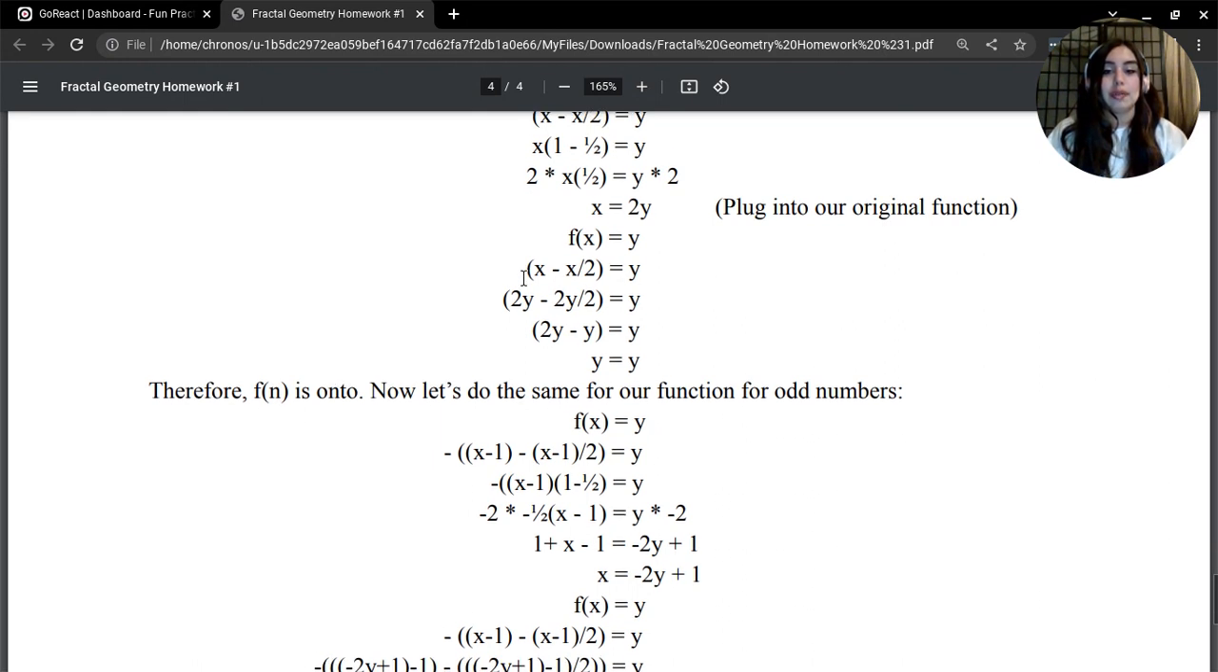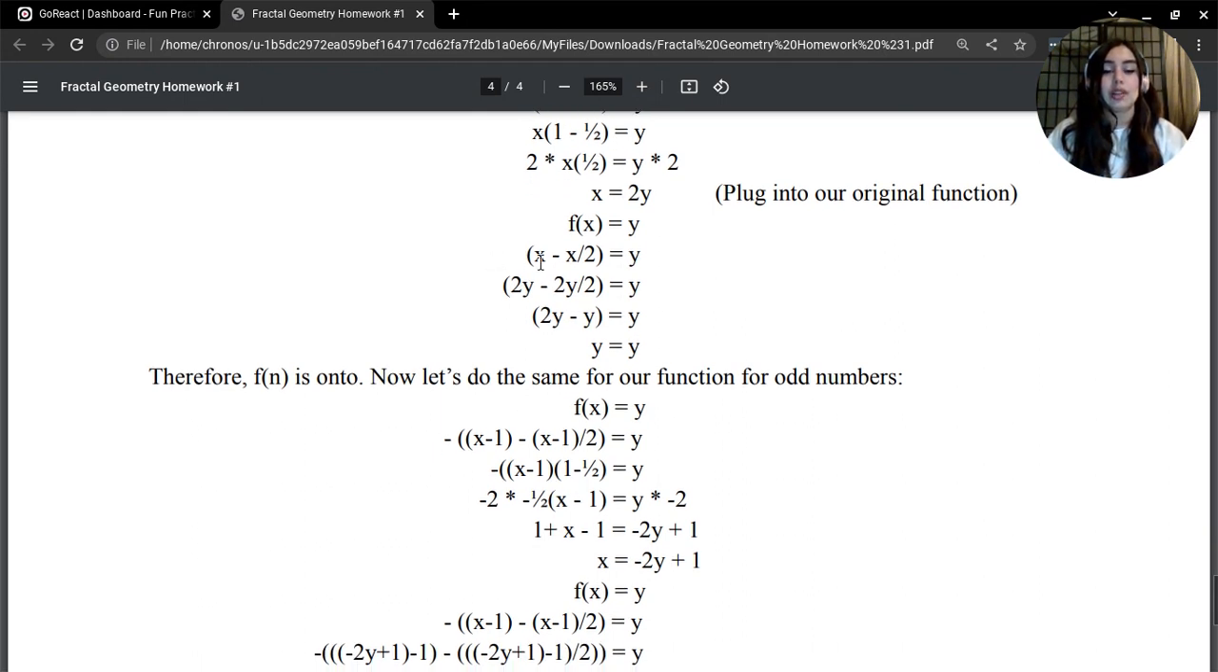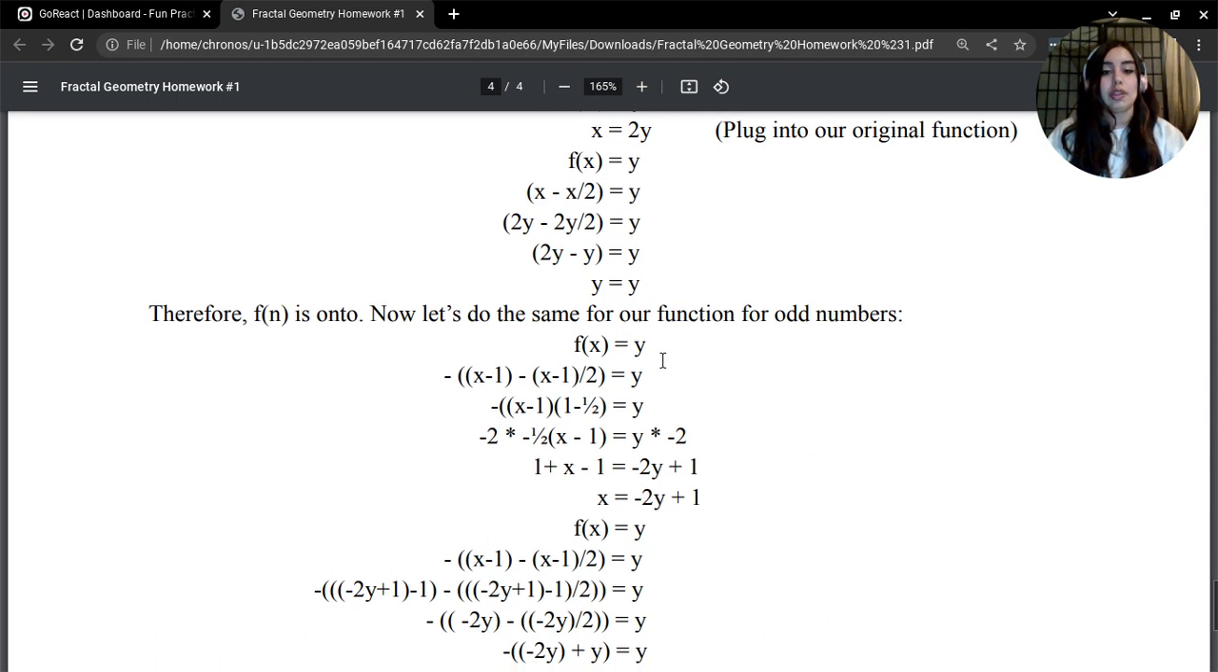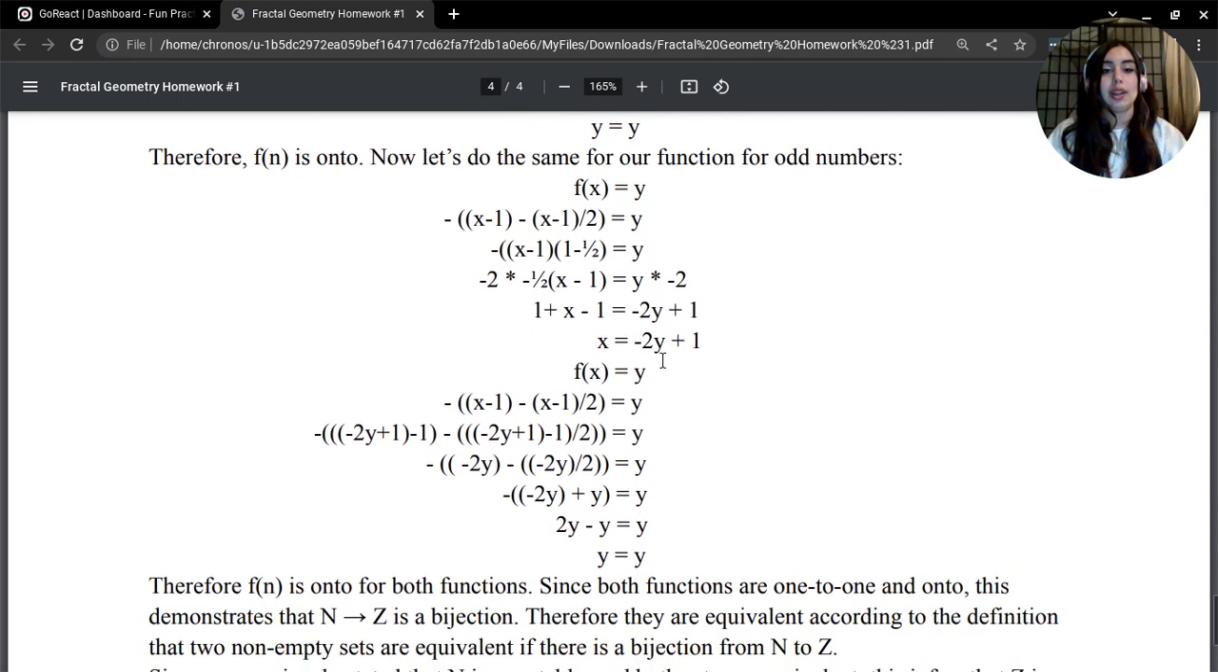So we'll have the same function again, x minus x divided by 2 equals y, but this time we can plug in our x value into the equation. So we get 2y minus 2y divided by 2. We can simplify this division, so we're left with y, and 2y minus y is y, so y equals y. Therefore, f of n for even numbers is onto, and we can do a similar thing again for odd numbers.